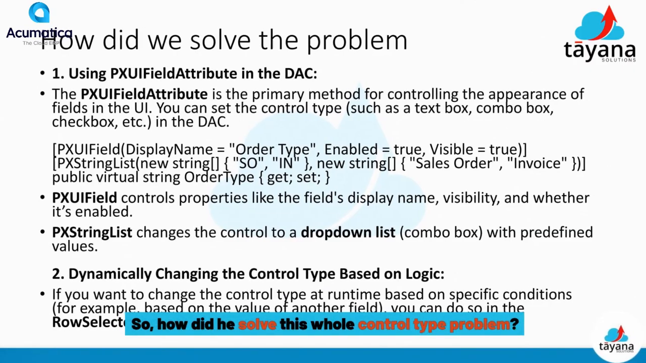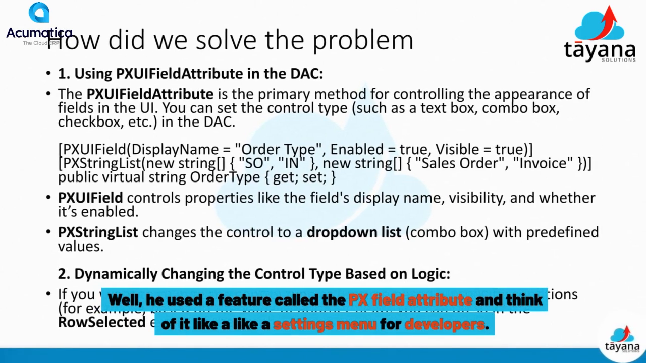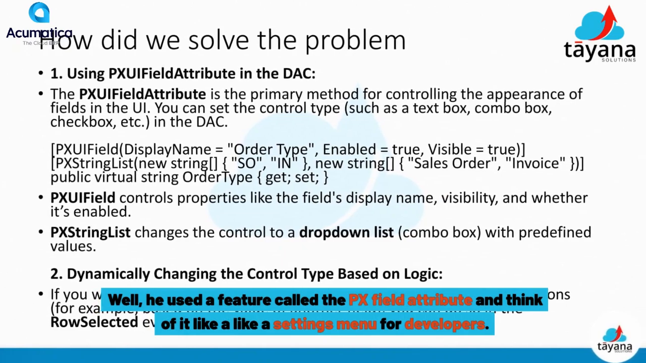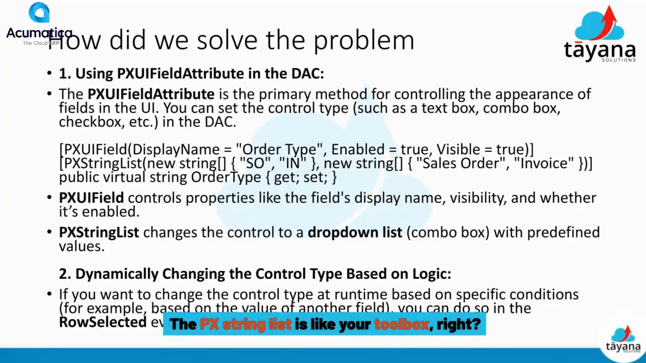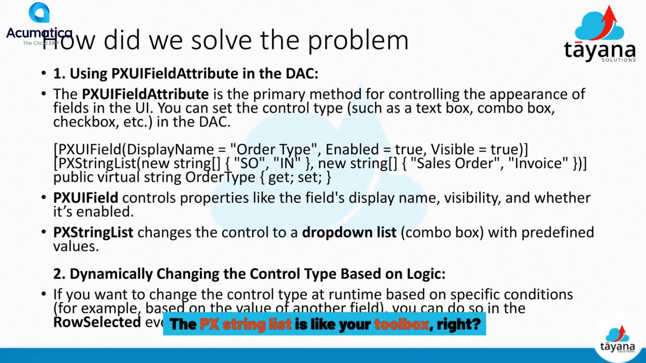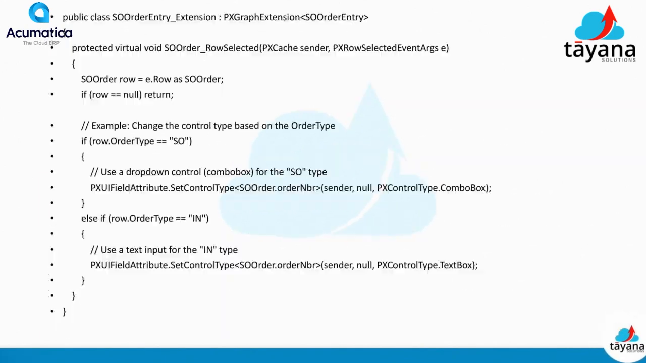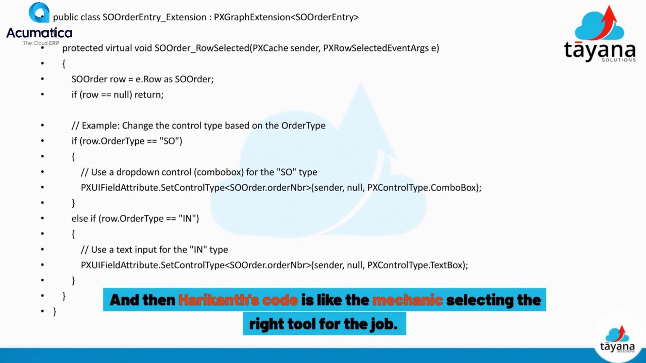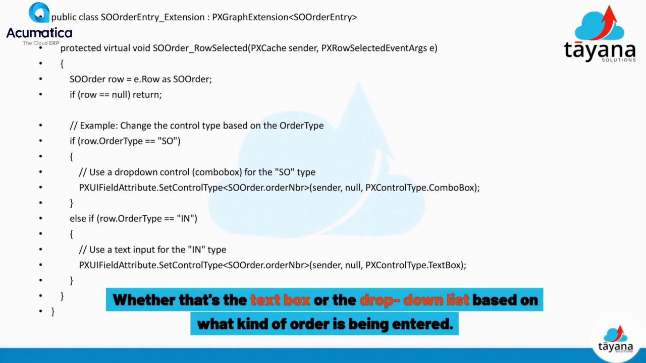So how did he solve this whole control type problem? Well, he used a feature called the PX field attribute. Think of it like a settings menu for developers that lets them fine-tune how these fields behave. The PX string list is like your toolbox, with all your predefined options for the drop-down. And Harikanth's code is like the mechanic selecting the right tool for the job, whether that's the text box or the drop-down list, based on what kind of order's being entered.